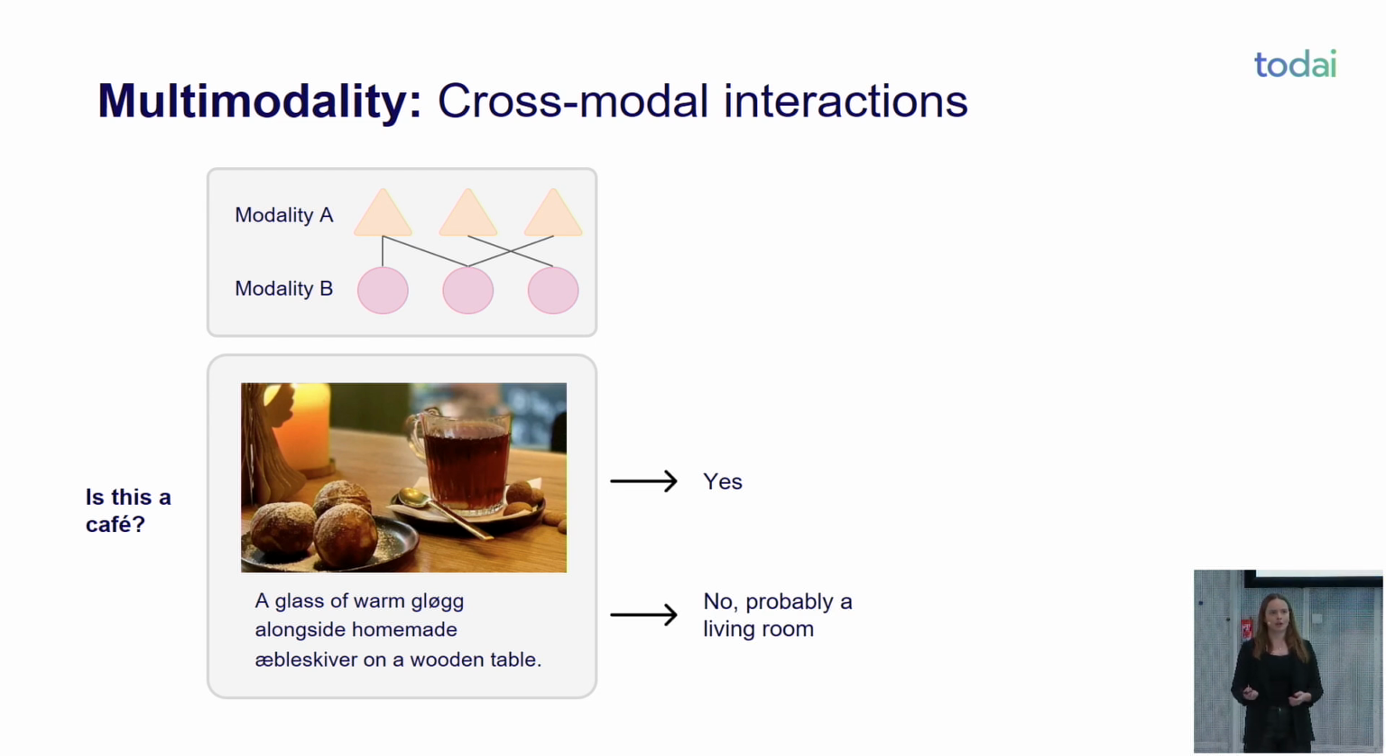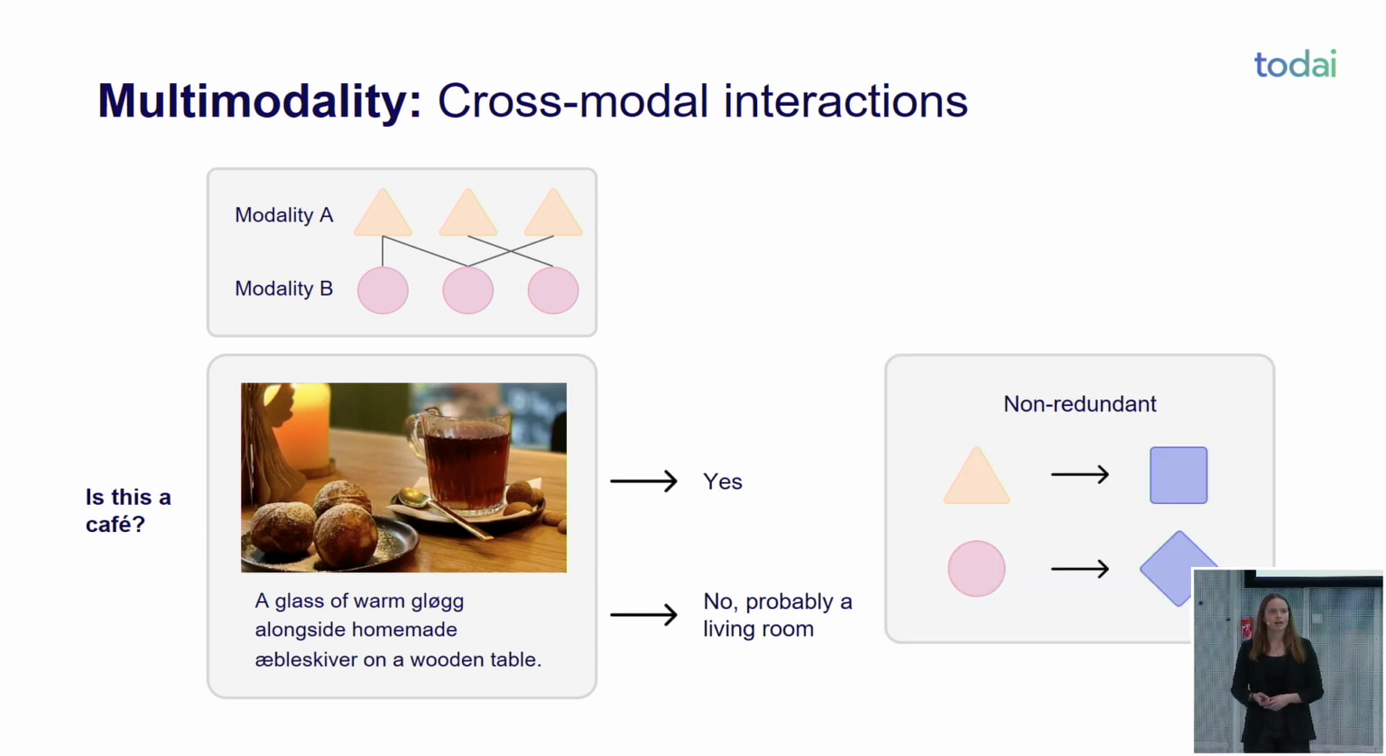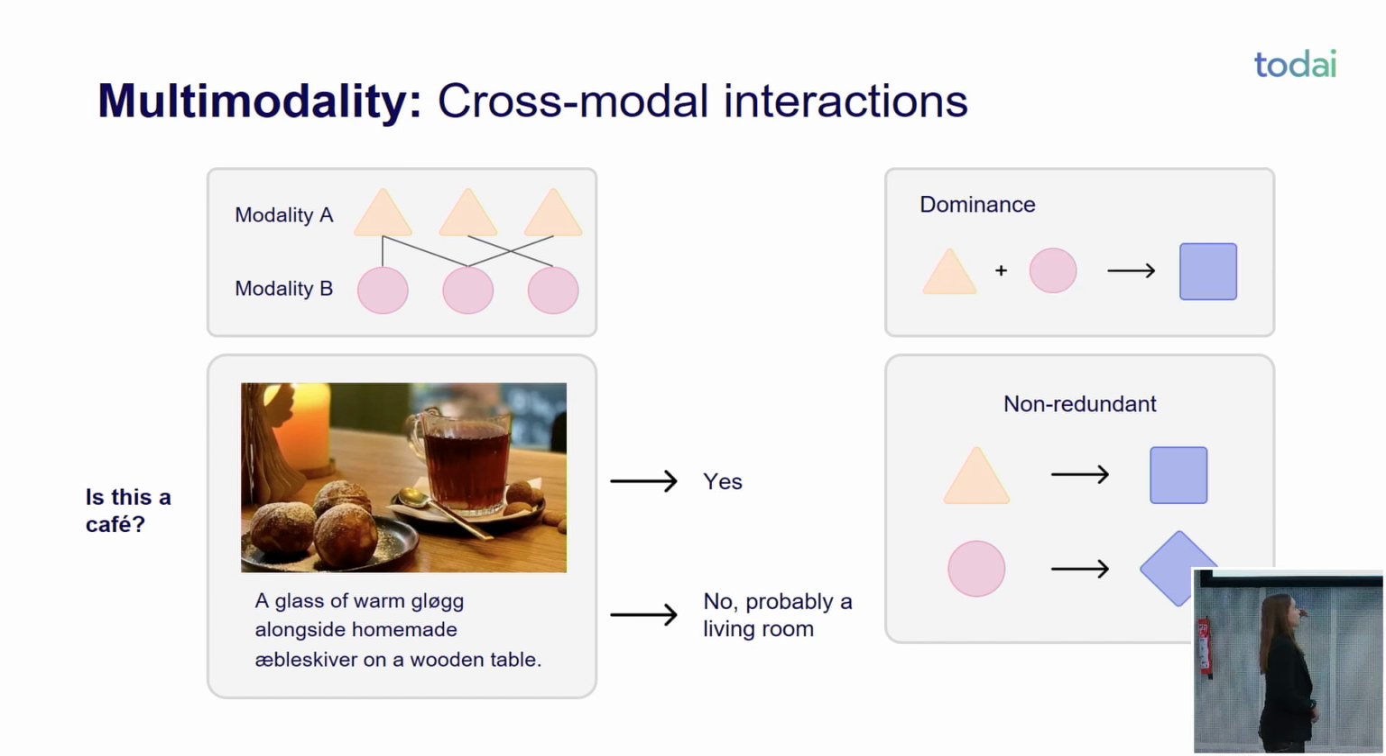In this case, looking at both modalities individually, I have non-redundant information. What stuck out to me was the plating of the æbleskivers and how the image presented it like it would be in a cafe. So I would have dominance of the image modality when looking at the image and text pair.